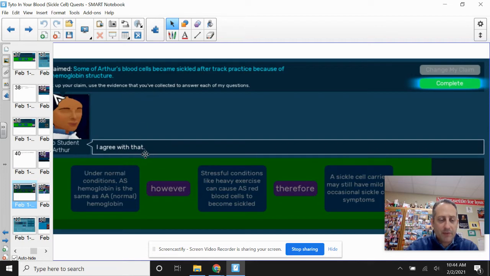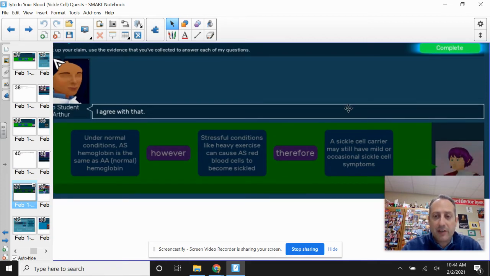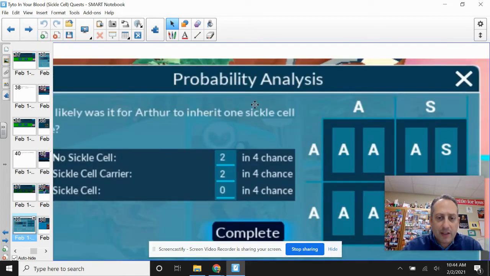Under normal conditions, AS, that's the carrier hemoglobin, is the same as AA. However, stressful conditions like heavy exercise can cause AS carriers' red blood cells to become sickled. The sickled carrier may still have mild or occasional sickle cell symptoms. I didn't include that question. You just have to do that one in the game only.